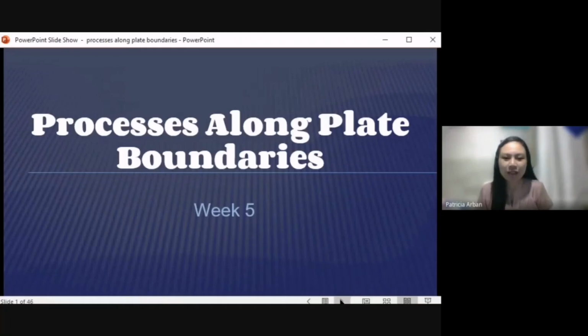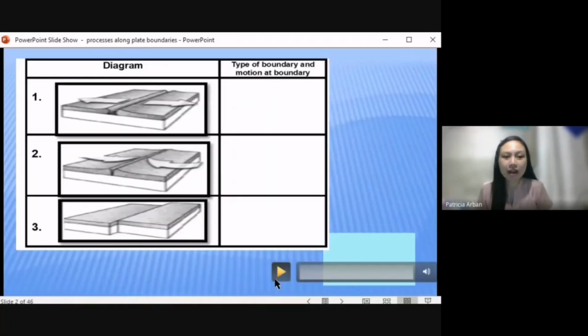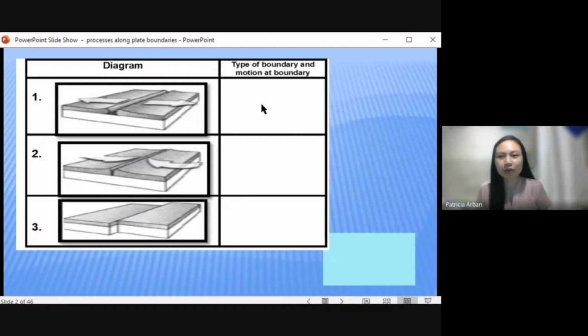Okay, so let's start. I have here a diagram. As you can see, we have three pictures and we must determine the type of plate boundary and the motion being showcased here in each picture. So I will give you 10 seconds to think of the type of plate boundary in each number and the movement as well. Now please comment your answer in the comment section of this video. Okay, let's start. Your time starts.